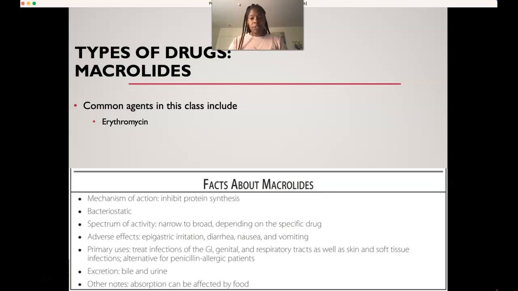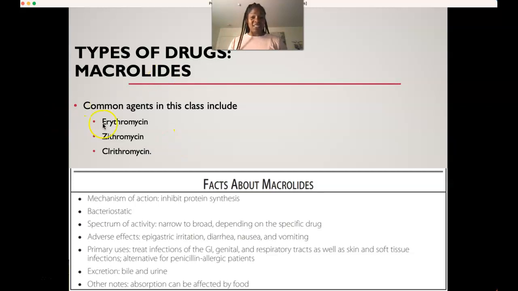Most of the time, these are going to be excreted through urine, but also it could be excreted through bile. And then the one thing that I want to talk about is the absorption can be affected by food, and this will be the case for the tetracyclines as well. So for example, if you eat food, it slows down the absorption of the drug. And so it has been recommended that you take these prior to eating so that it can be broken down and then absorbed by the target site. It can be impacted by food.